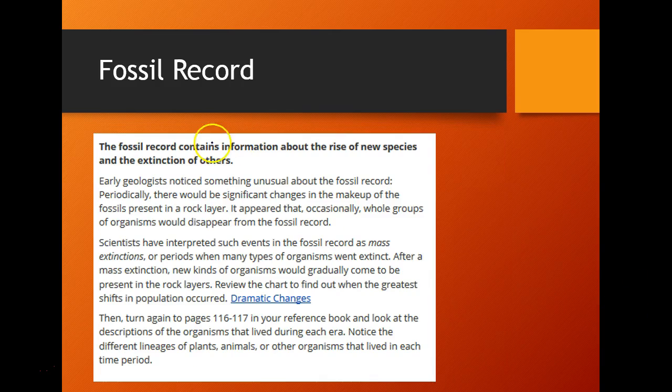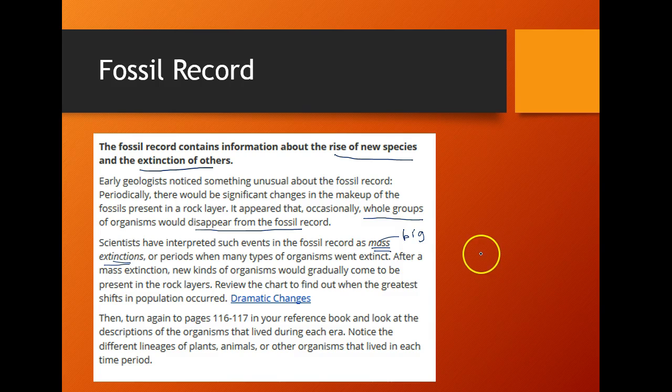The fossil record contains information about the rise of new species as well as the extinction of others. And so geologists look at those two things. For example, they can see whole groups of organisms disappear from the fossil record. They call these mass extinctions, mass meaning a really big one, meaning all the organisms disappeared at the same time or around the same time.